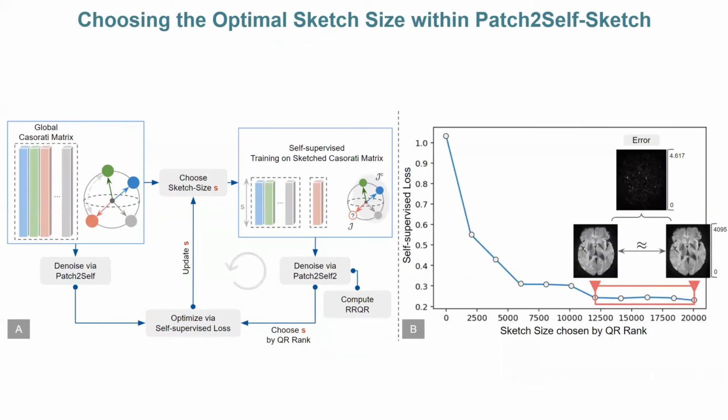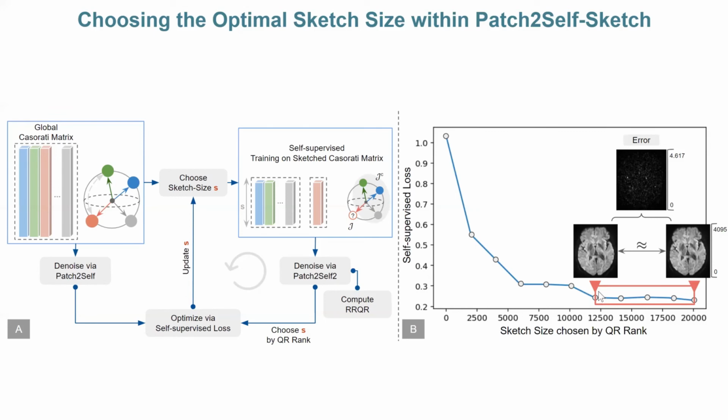Right. So now, how do you really choose this optimal sketch size, right? We have a method based on QR decomposition where essentially we iteratively, only once, choose the sketch size to denoise one gradient direction, and we use that same sketch size for all other gradient directions, right? The update of the sketch size is checking how independent are the columns based on the number of rows that you select.